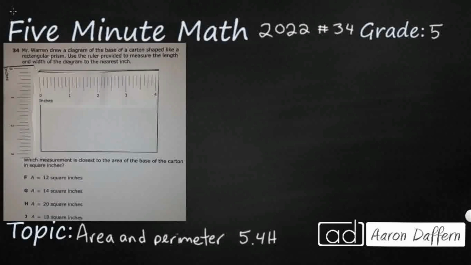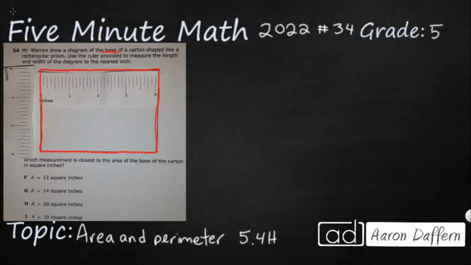So we're drawing a diagram of the base of a carton shaped like a rectangular prism. And so we're supposed to use the ruler here to measure the length and the width of this diagram. It's a little bit obscured here, but as you can tell, this is not just a screen grab. This is an actual photo. I printed up the actual piece of paper from the STAAR test and 2 different rulers from the measurement chart and placed them on this so that we could at least attempt to measure ourselves.